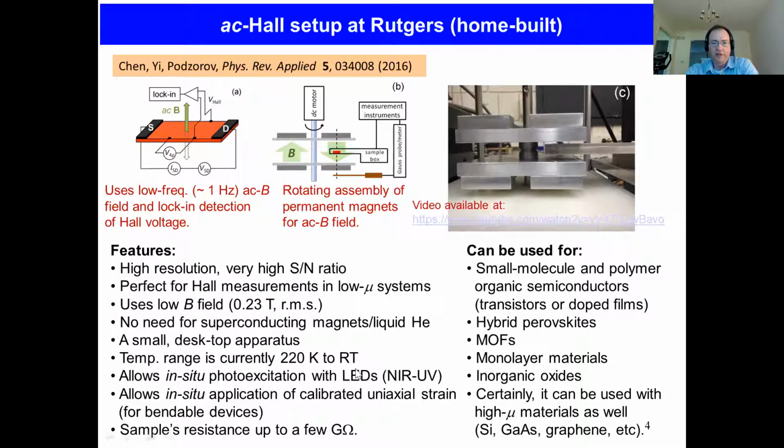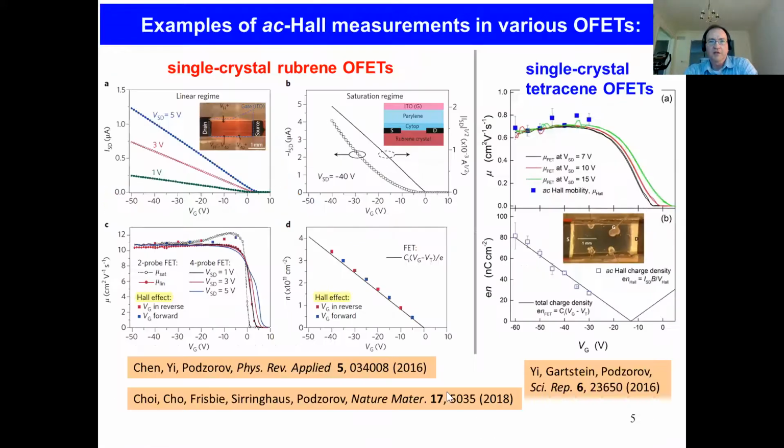We can do photoexcitation in situ while measuring Hall effect. We can do strain measurements and so on. So here I'm showing a couple of examples of these measurements. On the left, these are measurements of a high performance single crystal rubrene transistor. You can see that as transistors, these devices work very nicely. Nice linear characteristics in the linear regime, perfectly parabolic characteristics in the saturation regime.